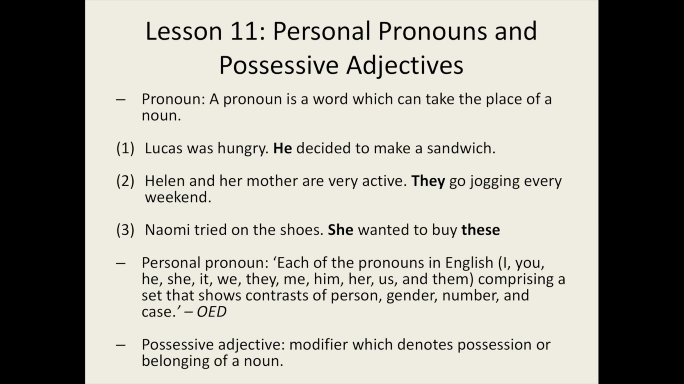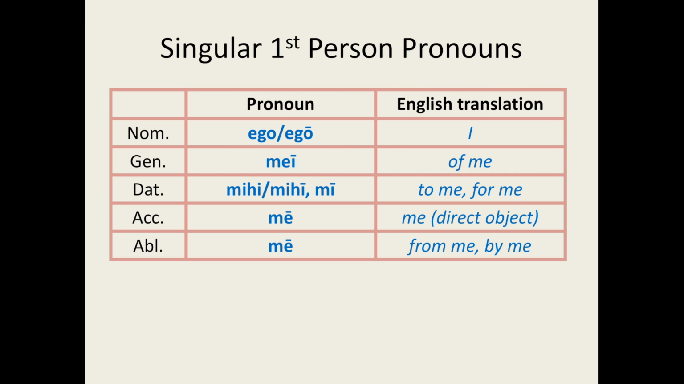On the other hand, a possessive adjective is an adjective which denotes to whom an object or idea belongs. Possessive adjectives in Latin are first and second declension adjectives. If you missed lesson 10 on adjectives, you can click on the link in the top right-hand corner. Like nouns, these pronouns decline.